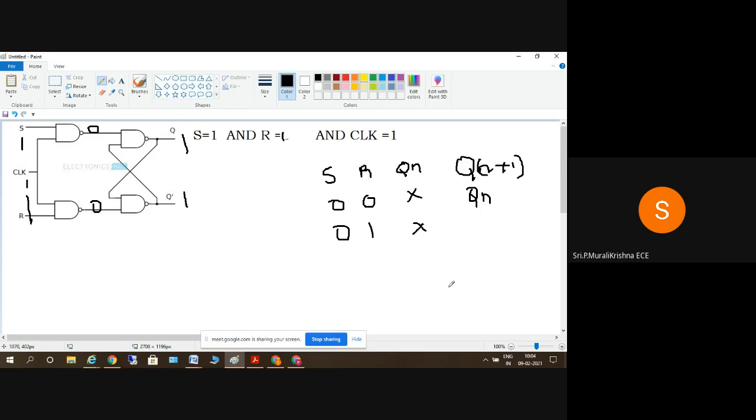So what Q value did we get? The next state value. S is equal to 0, R is equal to 1 0. What is it? We got a 0. Q equals 0, Q bar equals 1. So the main thing is Q. We'll talk about Q of n plus 1, that is the next state. Q bar is automatically the complement of this one.